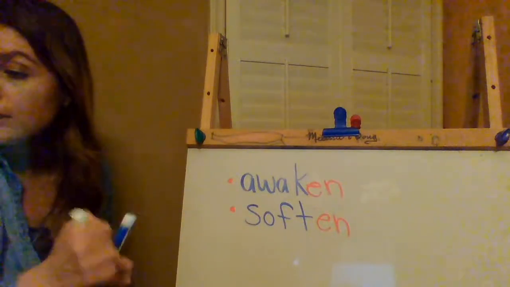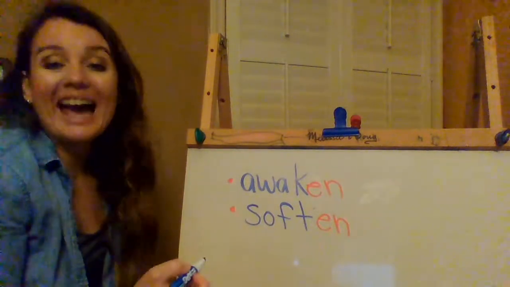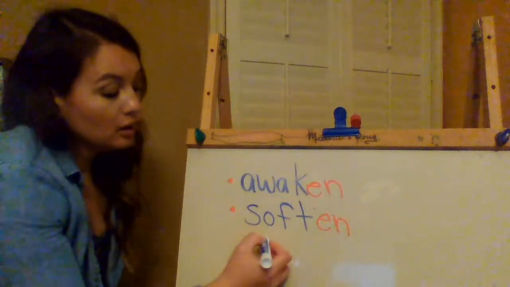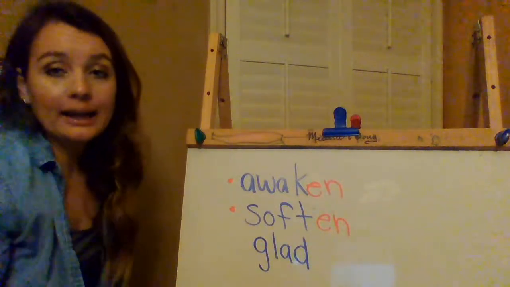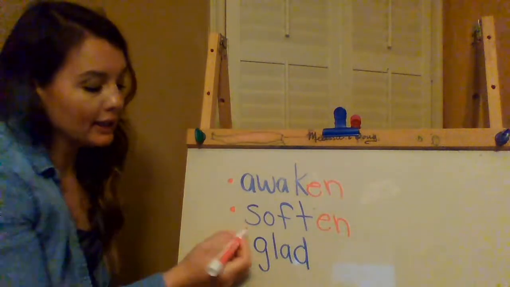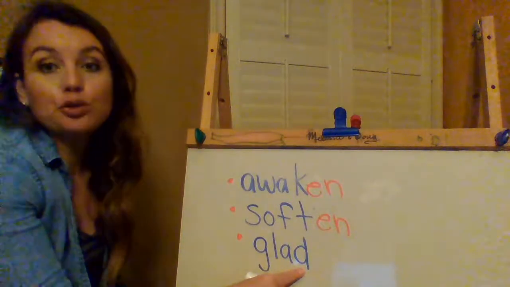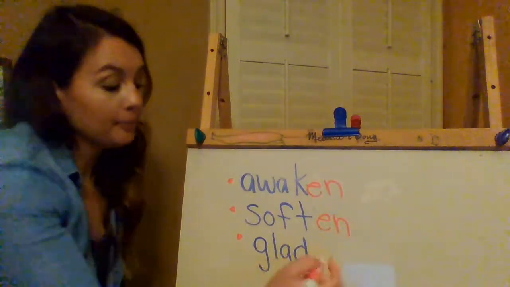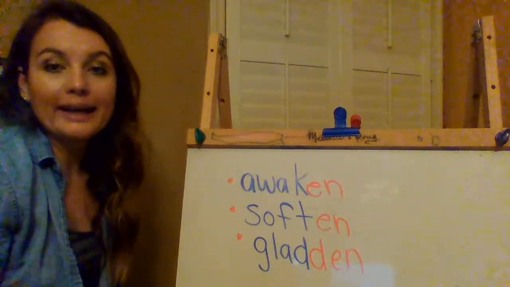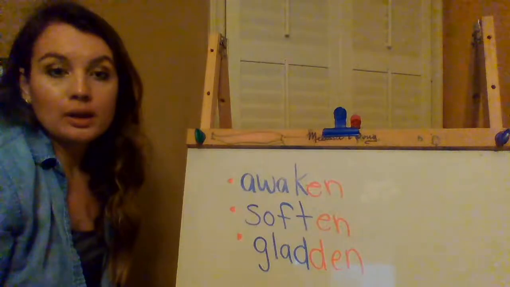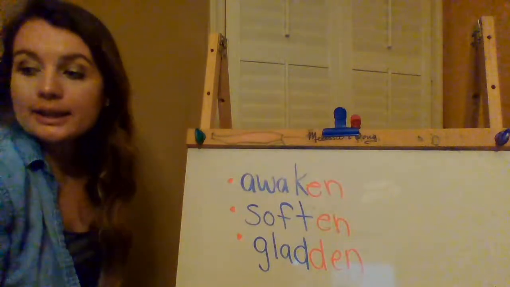And then I'm going to give you a different one. This one is gladden. Okay, gladden. So gladden, how do I make, glad is the base word, so how would I make it into gladden? What do I have to do? On this one, I have to double the d, okay? And add en to make it into gladden, okay? Those are the 3 different ways to add the suffix en.